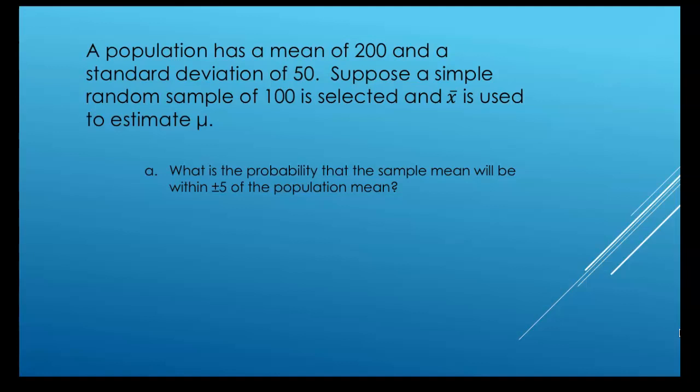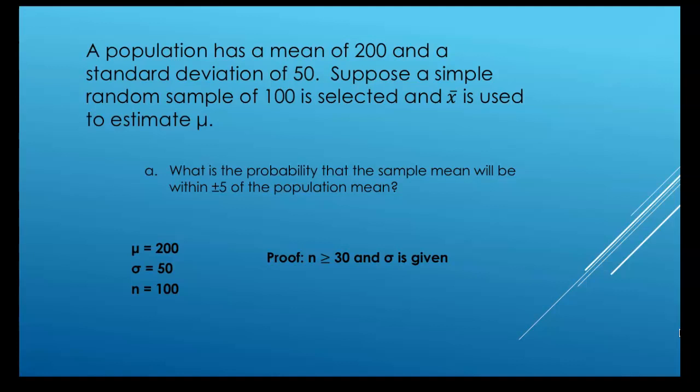So the first step we should do is write down the pieces that we're given. So we are told that our mu, our population mean, is 200. Our sigma, our population standard deviation, is 50. And our sample size, little n, is 100. Now before we can move on and figure out the probabilities, we need to prove that this is normally distributed. So the proof that we're going to use here is that our sample size, n, is greater than or equal to 30, and sigma is given.